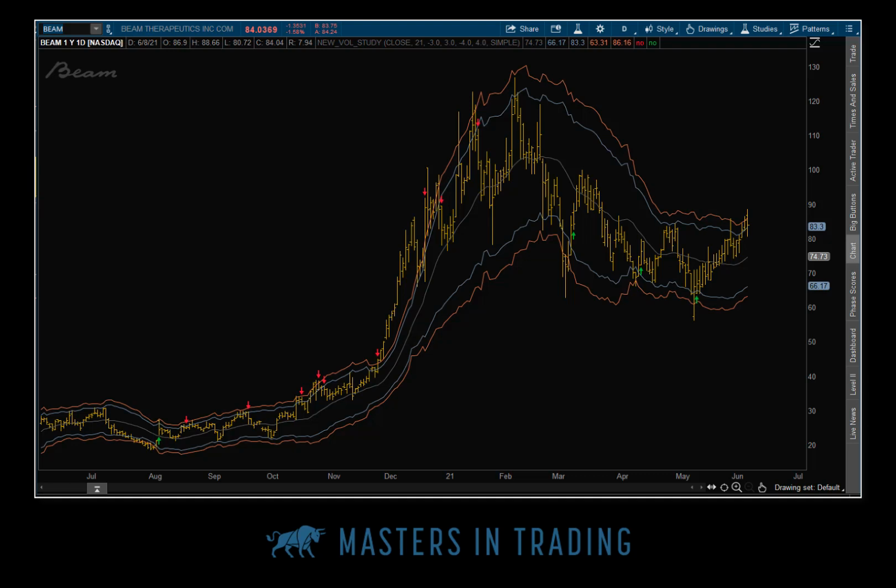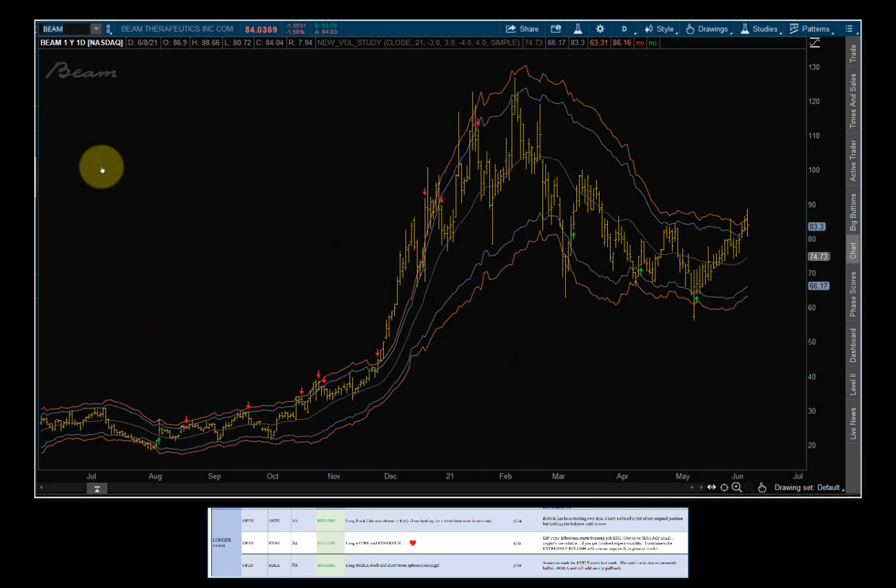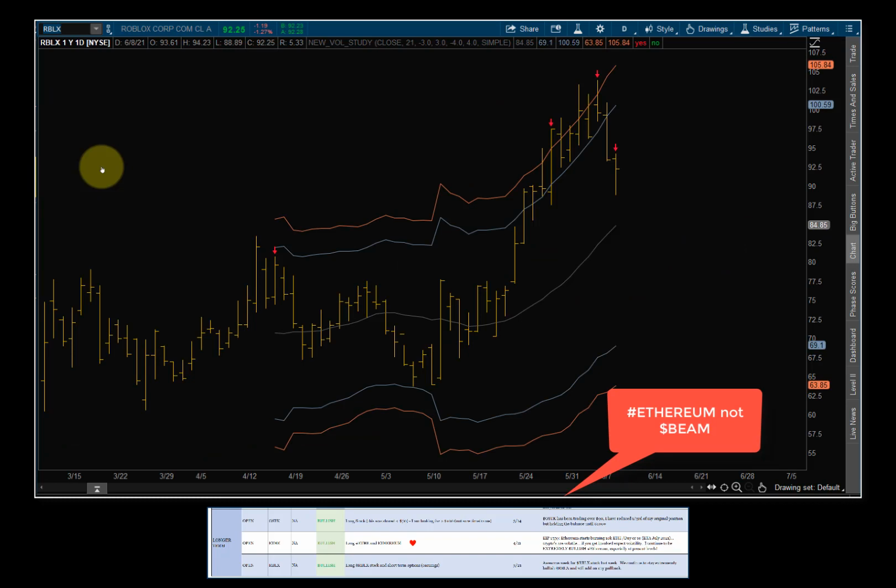So we're going to go over the long-term trades that we've shared with the members. Right now we have 3 long-term trades: Overstock, which is here, Beam, which is here, and then Roblox as well. Roblox we've been covering a ton lately. With these 3 long-term positions, they're all working well, great. They're not always going to work, but this time they happen to be working.